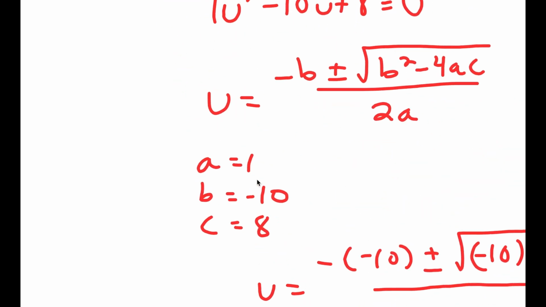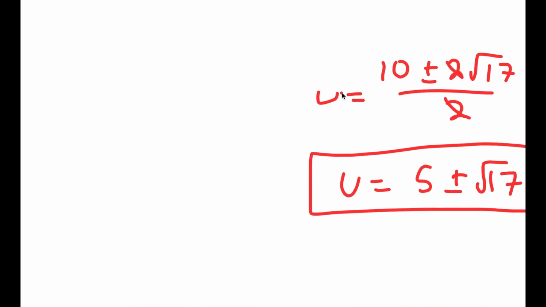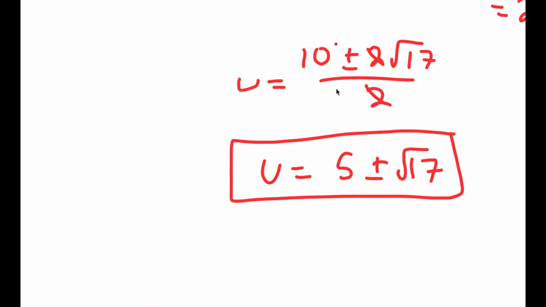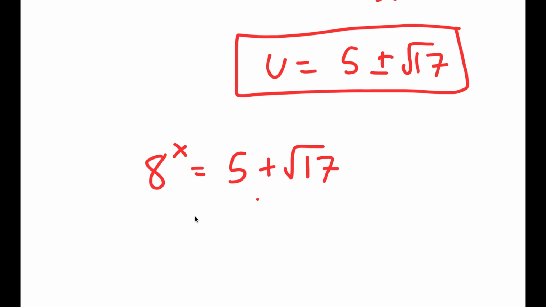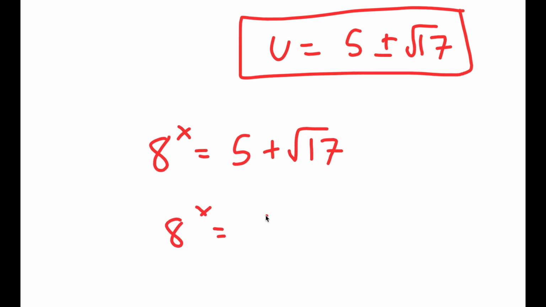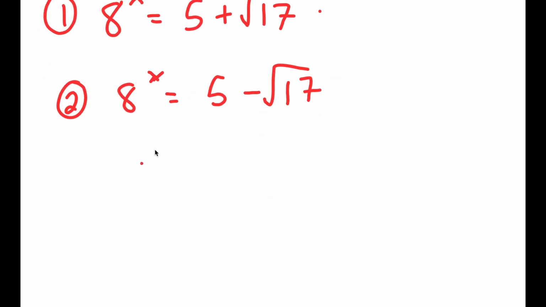So now going back, remember how we let u equal 8 to the power of x. So now I have 8 to the power of x is equal to 5 plus the square root of 17, and 8 to the power of x is equal to 5 minus the square root of 17. To solve 8 to the power of x is equal to 5 minus the square root of 17, what I'm going to do is take the log on both sides.